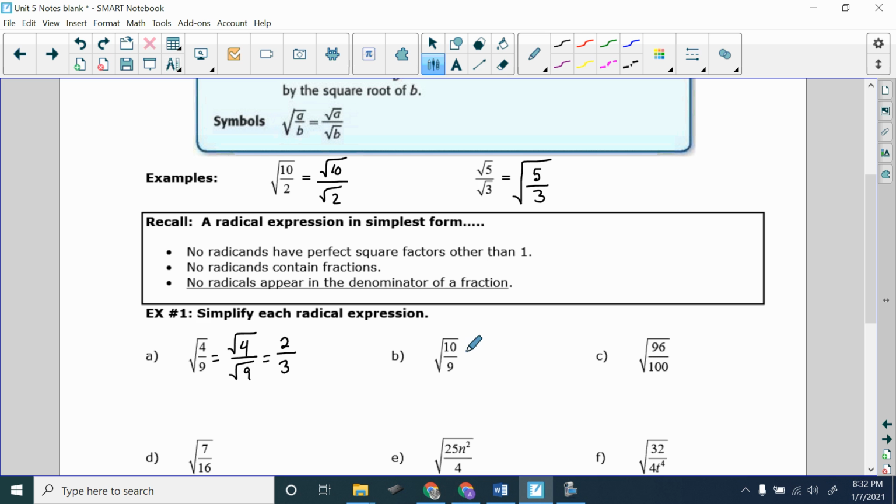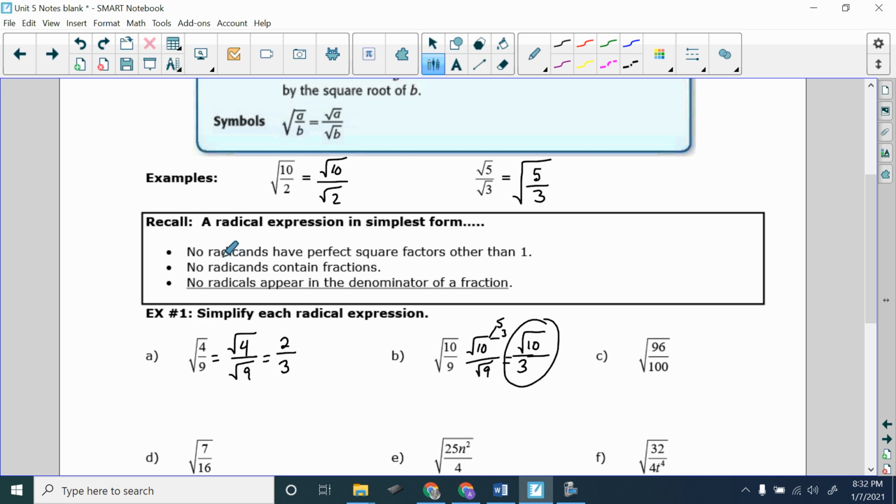This next one, same idea, we're going to separate. So we have the square root of 10 over the square root of 9. Again, the denominator is a perfect square, so you have 3. In the numerator, I have the square root of 10. That's not a perfect square. Can it be broken down or simplified? It's 5 and 2. Nope, there are no pairs, so it stays the square root of 10 over 3. And again, the bottom does not have a square root in it anymore, so no radicals in the denominator.